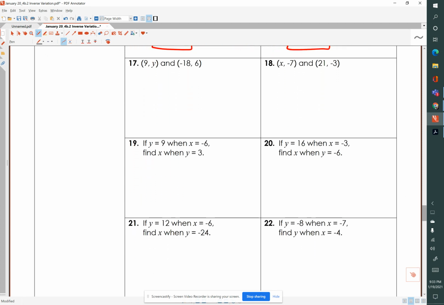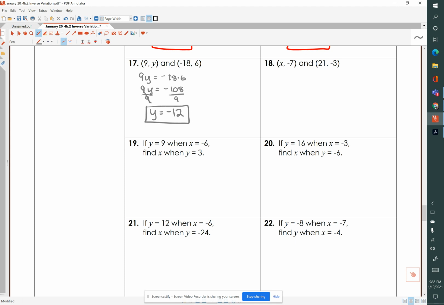Okay, I hope you did them on your own. I'll do them now. I bet you did very well. So we have 9 times y, which is 9y, equals negative 18 times 6. That would be 9y equals negative 108. Divide both sides by 9. And y equals negative 12. And that's the missing value.